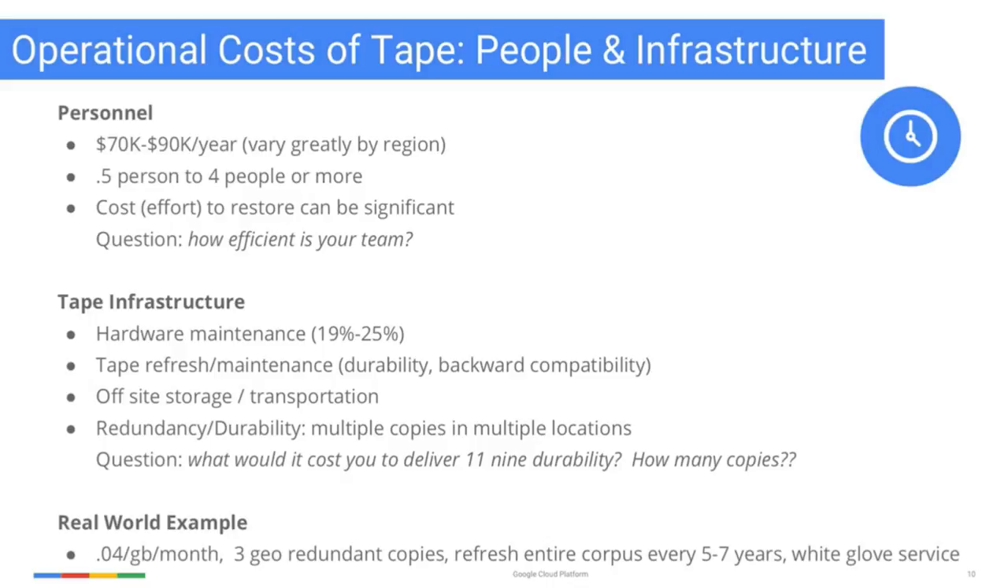There's also ongoing costs associated with your hardware, your tape infrastructure. The hardware maintenance is anywhere from 19 to 25%. You also need to think about tape refresh maintenance. You need to think about the durability of these tapes, when you're going to replace them. Certain tapes are going to fail. Also, you need to think about the compatibility as formats change, as you move from LTO4 to 5 to 6 to 7 to 8. There are some real costs associated with that.